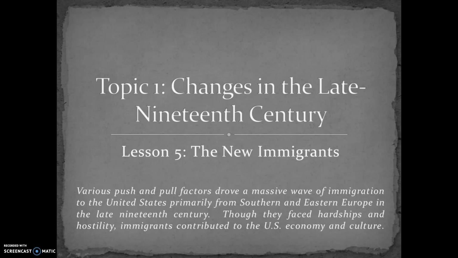Now, to give you an idea of how much of a change this immigration is for the U.S., at the end of the Civil War, about 1% of all of the people who immigrated to the U.S. came from Southern and Eastern Europe. By the beginning of World War I, it was a full 70%. In New York City, in the early 1900s, 50% of the population was either immigrants or the children of immigrants.